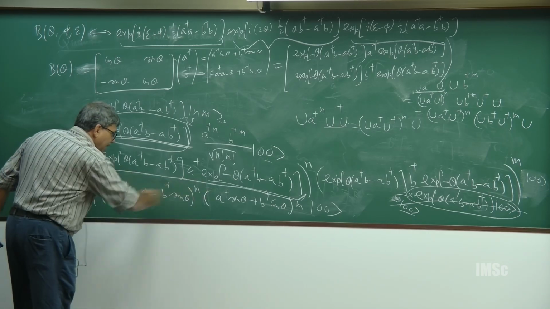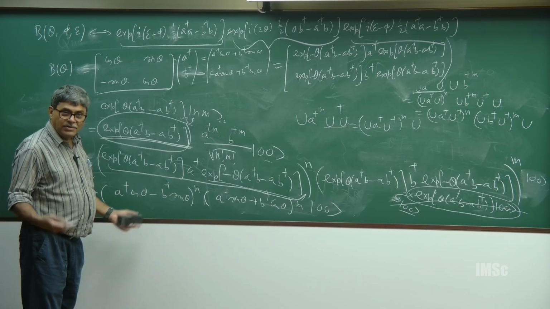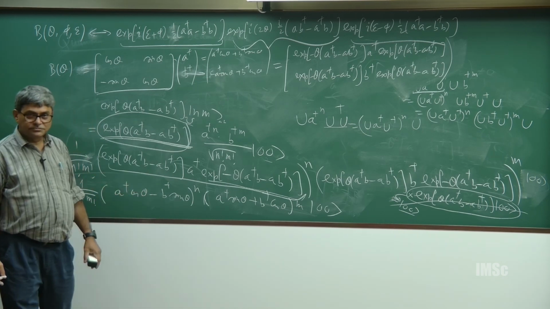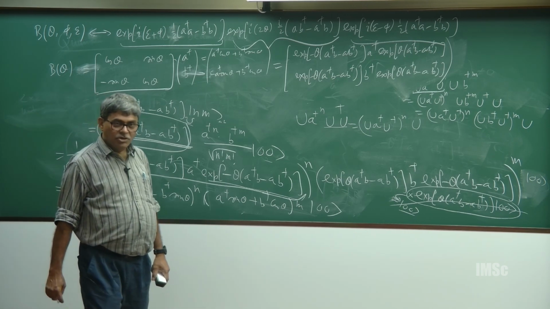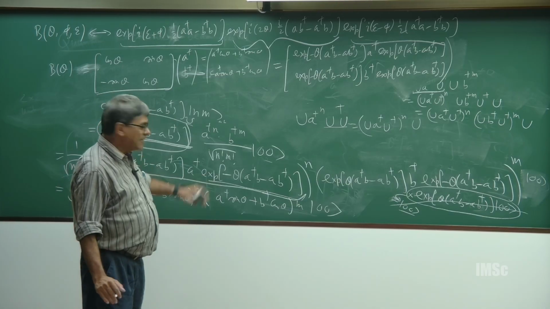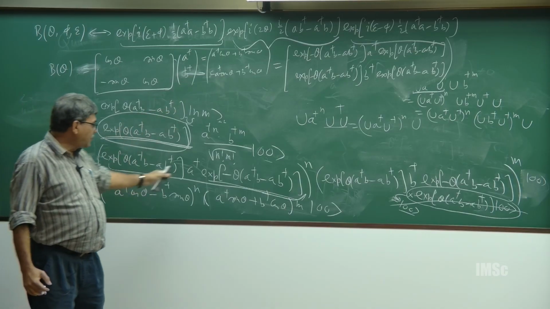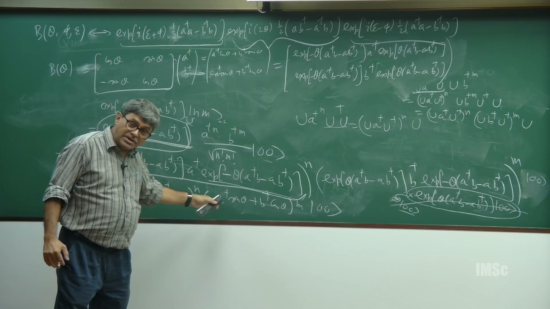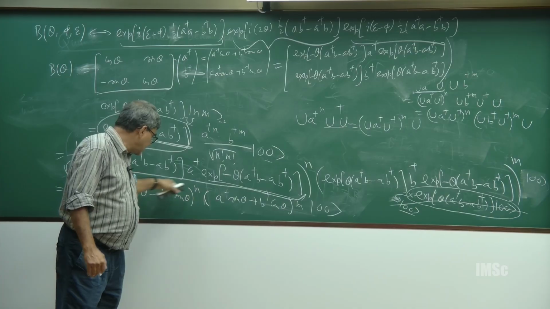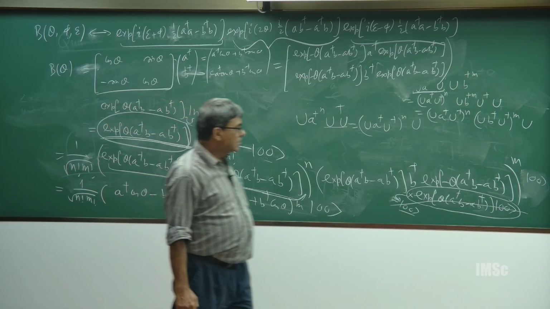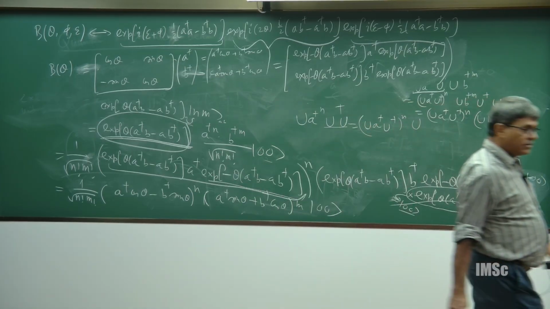Now, if you expand it, you will get this binomial distribution. The total number of photons is n plus m. In which port how many photons will be there, and with which probability, you will get through this binomial distribution. Is that okay?